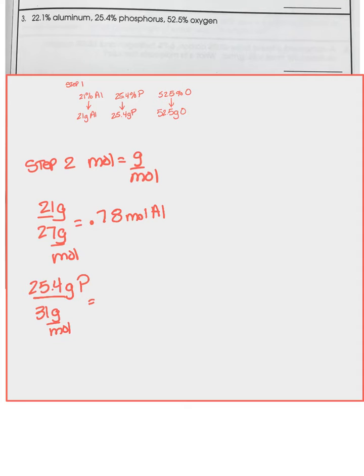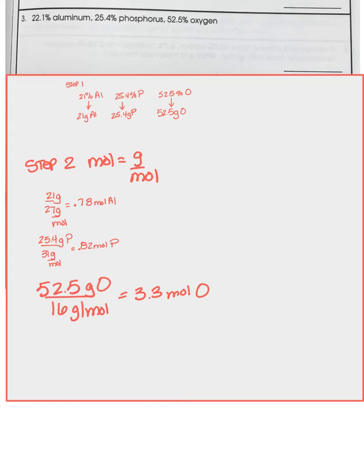I divided it by what phosphorus weighed, and I rounded it to the nearest whole number, so I got 31, and I ended up with 0.82 moles of phosphorus. All right, and then this last one I did 52.5. I got that 52.5 from right there. I divided it by 16 grams per mole, which is the mass of oxygen, and I got 3.3 moles of oxygen.